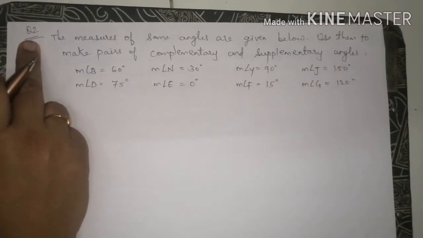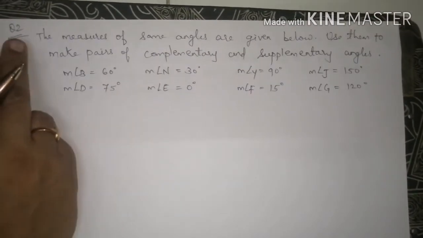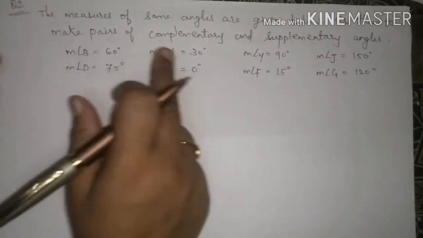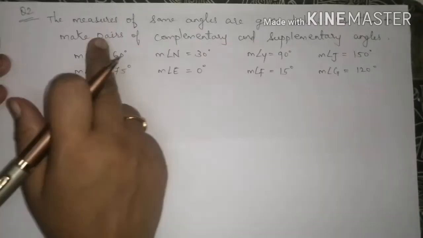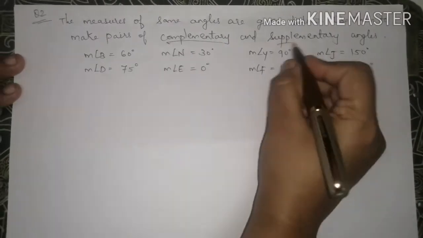Question number 2 of practice set 17. The measures of some angles are given below. Here some measures are given to you. Use them to make pairs of complementary and supplementary angles.